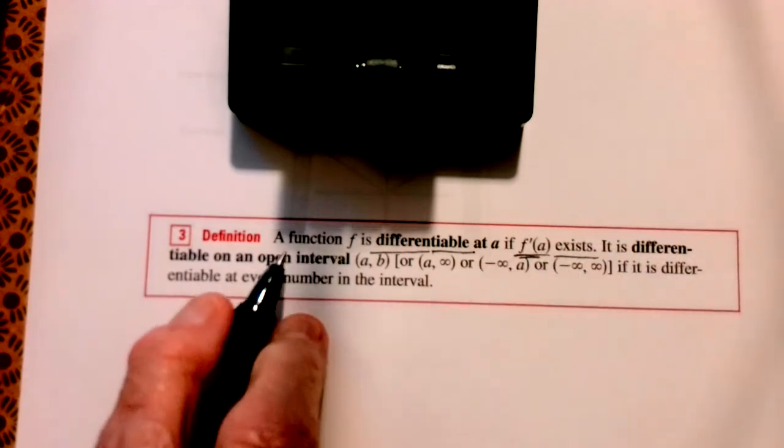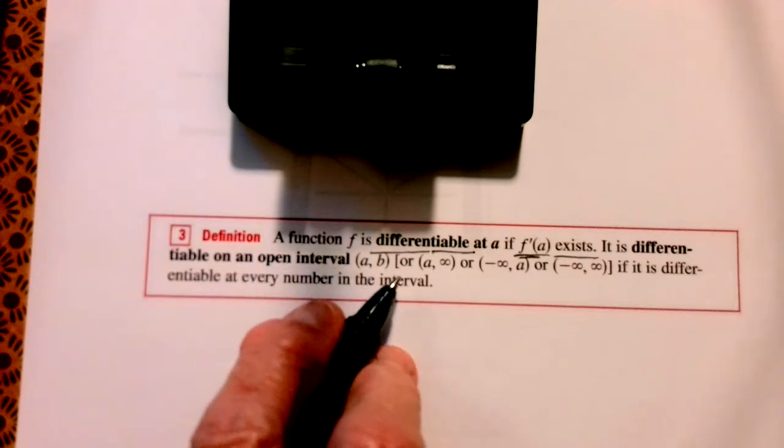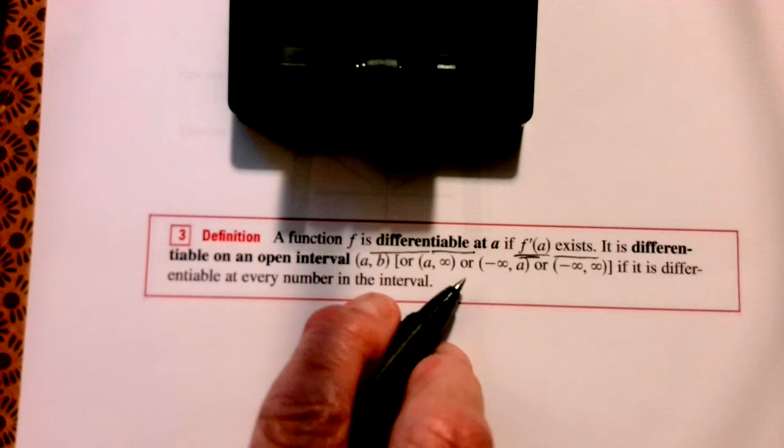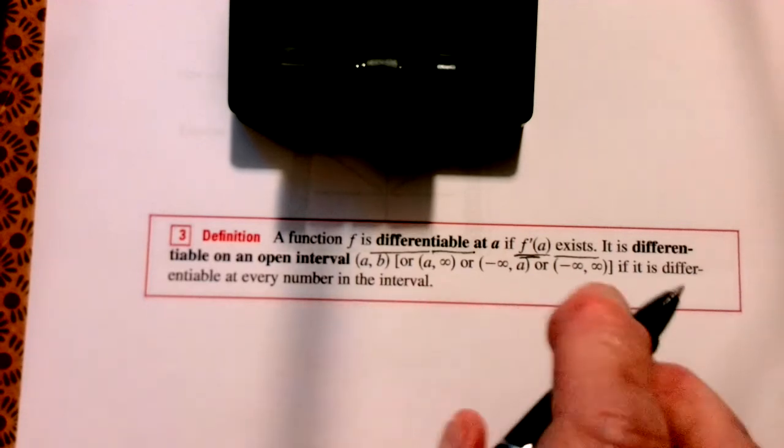If f prime a exists, then we say it's differentiable at a. It is differentiable on an open interval from a to b, or from a to infinity, or minus infinity to a, or minus infinity to infinity, if it is differentiable at every number in the interval. So that's what it means for a function to be differentiable.